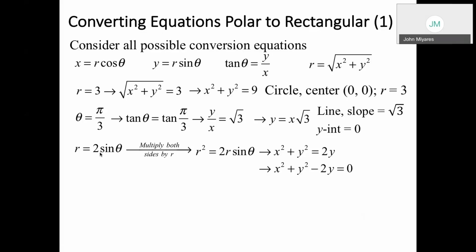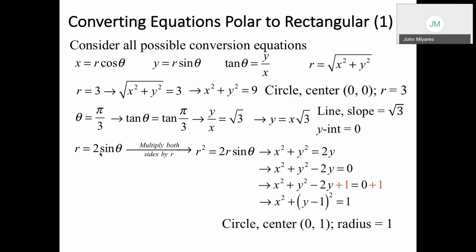Half of negative 2 is negative 1, and negative 1 squared is 1. So if I add 1 to both sides of this equation, we can complete the square for y, and we'll get x squared plus the quantity y minus 1 squared equals 1. This equation, if you recall from the start of the course, represents a circle with a center at the point 0, 1 and a radius of 1.